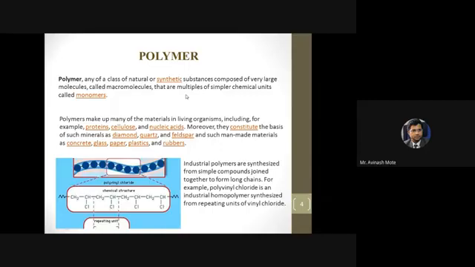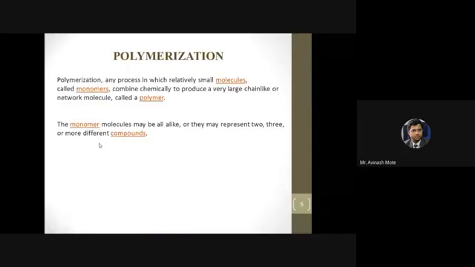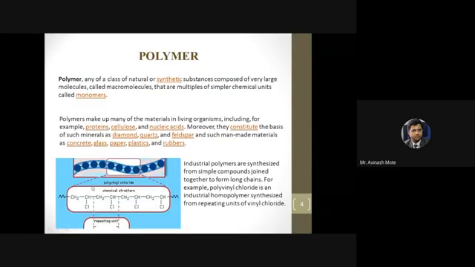These are some of the examples. Polymers make up many of the materials like proteins. Protein is also a polymer, a long chain. Cellulose fibers, nucleic acid. Now see, here is the example, just look at the picture.